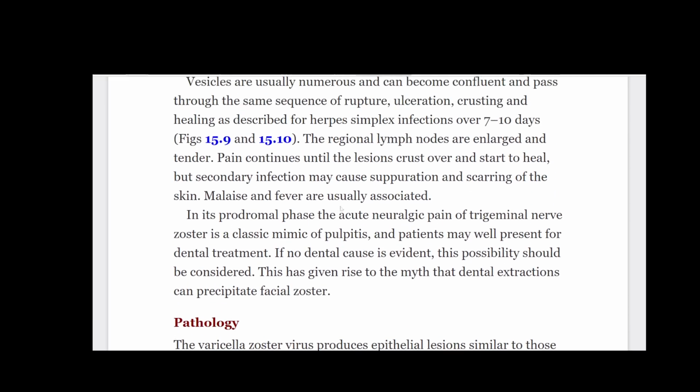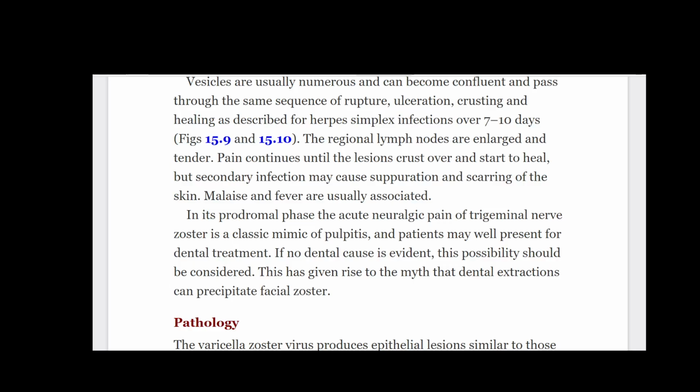The regional lymph nodes are enlarged and tender. Pain continues until the lesions crust over and start to heal, but secondary infection may cause suppuration and scarring of the skin. Malaise and fever are usually associated. In its prodromal phase, the acute neuralgic pain of trigeminal nerve zoster is a classic mimic of pulpitis, and patients may well present for dental treatment. If no dental cause is evident, this possibility should be considered. This has given rise to the myth that dental extractions can precipitate facial zoster.